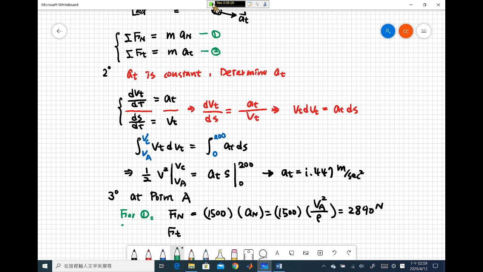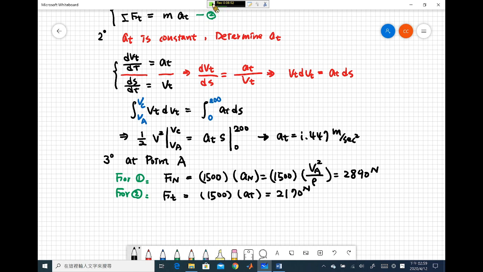Ft, if you use the second equation, will be equal to, again, the same mass times your At. Then it will be 2170 Newton. So the total force in terms of the magnitude, you just use this to do the squares, take a square root.